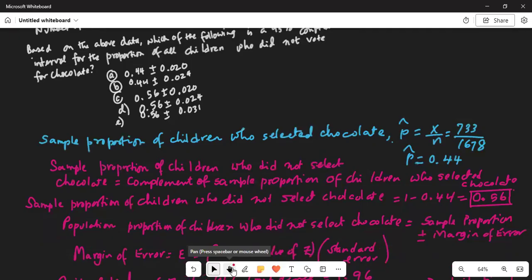Now we will use the complement rule. The complement event, which is children who did not favor chocolate, has a proportion of 1 minus the proportion of the event itself, which is 0.44. So the proportion of children who did not like chocolate is 1 minus 0.44, which is 0.56. But that's the sample proportion. Now we're going to calculate the 95% confidence interval.